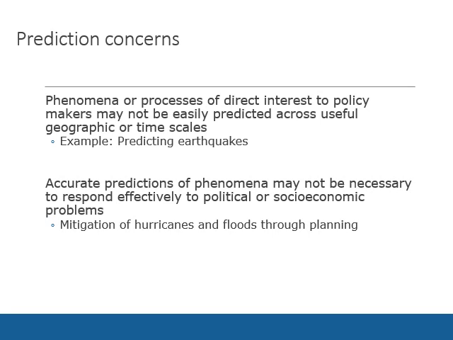Sarewitz et al. 2000 have identified 6 major concerns that must be considered in evaluating the capacity of predictive research to contribute to positive policy outcomes. The first concern with using a prediction in policy is that the phenomena or process we are trying to predict may not be easily predicted across useful geographic or time scales.